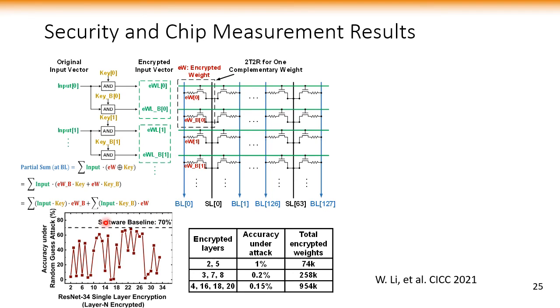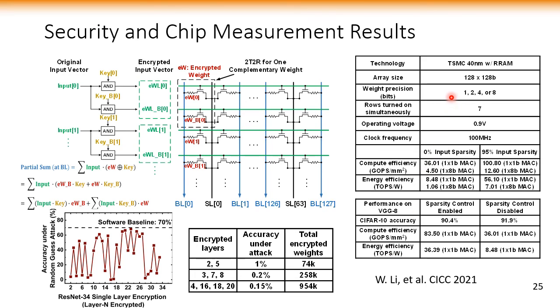So here we did some analysis on the random guess attack. If the adversary uses a random key to decrypt the chip, then the accuracy is pretty low, depending on where the key is inserted in the neural network model. Because this is a ResNet, there's some bypass feature, so some layers will be more effective to protect than the others. If we protect a few layers out of these 34 layers, then we can ensure the accuracy under attack is pretty low.